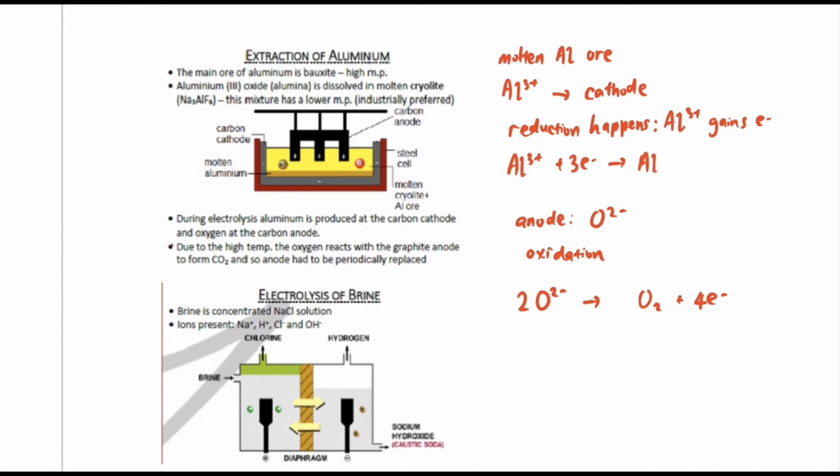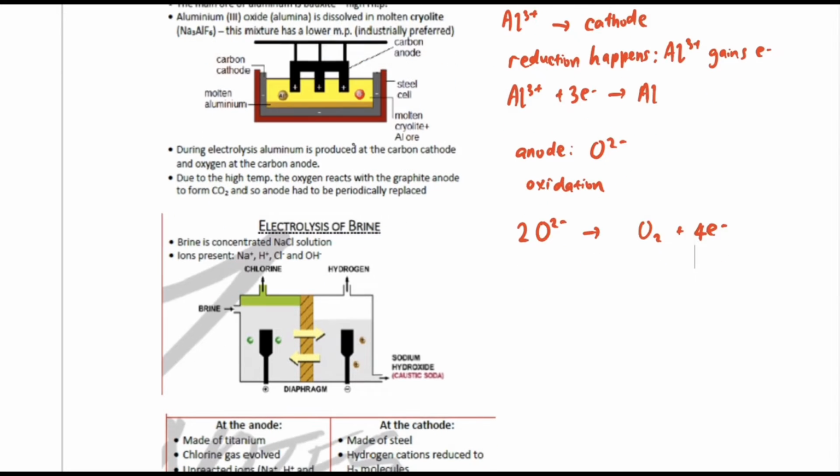The oxygen produced, because of the high temperature, will further react with the graphite anode. Graphite anode means the carbon anode, to form carbon dioxide, and so the anode has to be periodically replaced. So at the end, the oxygen will combine with the carbon and form carbon dioxide instead. And the carbon anode, the carbon will just get less and less. So that's why you need to replace the carbon anode after using it for a particular duration. Okay, so that's the extraction of aluminium.